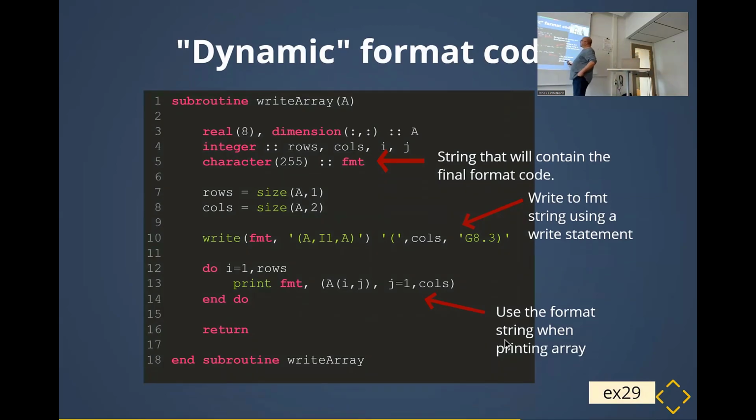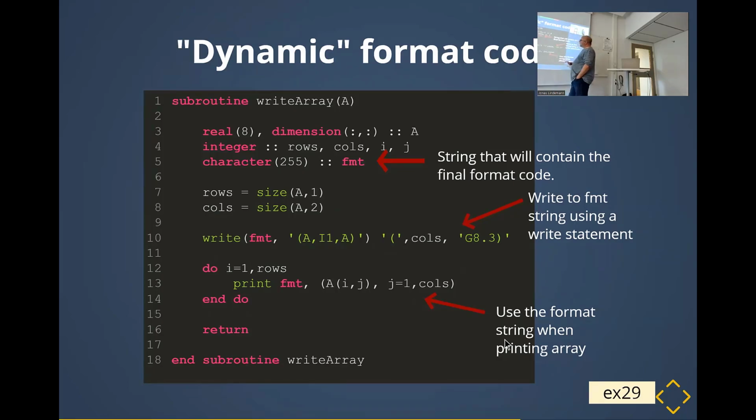So we didn't declare a format string here. I have 255 here; you can have different sizes of that. So I have an array here. I query the rows and columns, and I create the format here with write. So instead of writing to standard output, I write to my string. This doesn't have to be a file or other unit. You can have a string here.